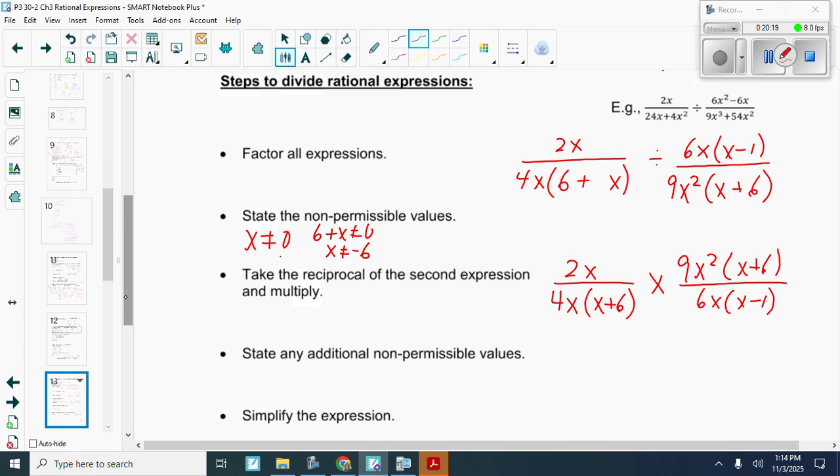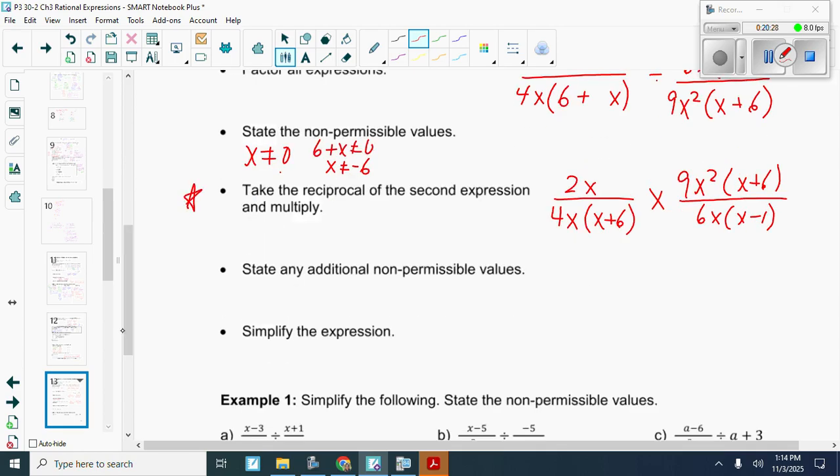So that was the first thing that we've done differently. We multiplied by the reciprocal. We did our kiss and flip. So this is new. State any additional non-permissible values. We just flipped that second term, so we now have a new denominator in play. So now we have to go to here and state any new non-permissible values that were just introduced into our expression.